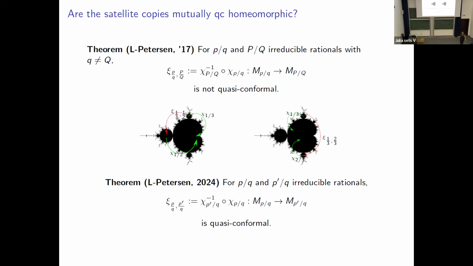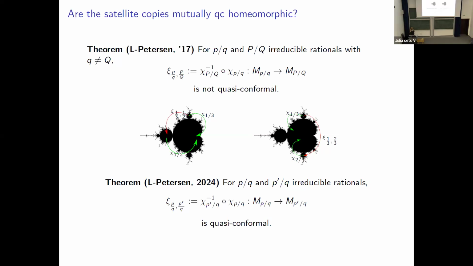On the other hand, if the rotation numbers have the same denominators, meaning if the period is the same, like the rabbits all have the same number of ears, then yes, your quasi-conformal homeomorphism extends quasi-conformally to the root. Okay. Are there questions so far?